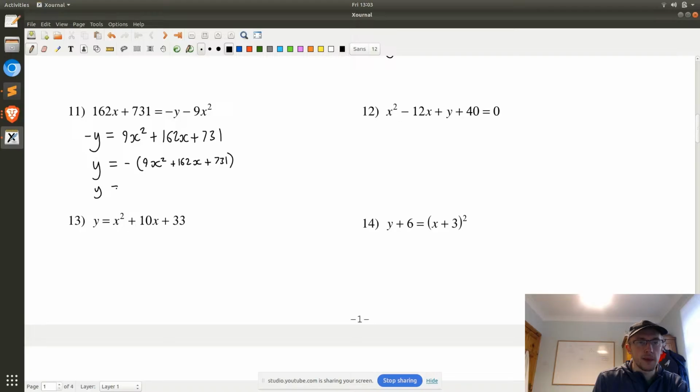Okay. Factor out 9. 162 divided by 9 is like 18. And then where you complete the square of that, you get that. Okay, so we expand this out, and we're going to get negative 9x squared take 162x.